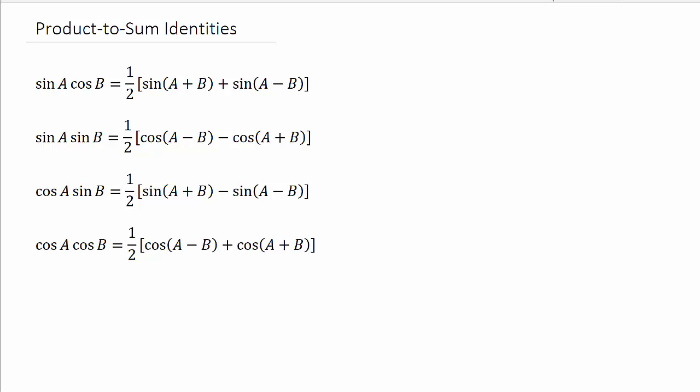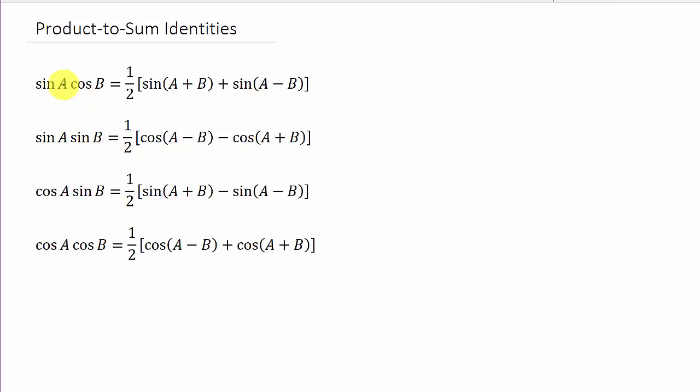Alright, so here's another example using product to sum identities, finding the exact value. In this example, the angle measures are in radians, and the other example that I worked, which is in a separate video, has angle measures in degrees.